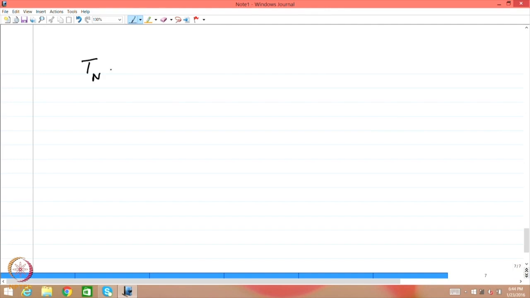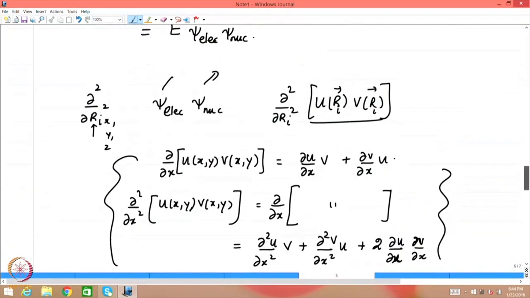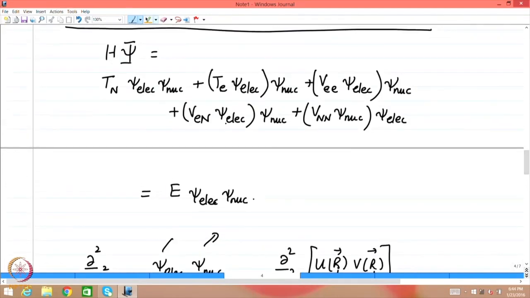Therefore, when you write Tn acting on psi electronic psi nuclear, essentially what you have done is to write this as Tn psi nuclear, because you have dropped off the dependence on the electronic coordinates. Therefore, this is the only thing. Now, you go back and see why these brackets are where they are. Okay. Therefore, let me write this term here itself as Tn psi nuclear psi electronic. It's an approximation.